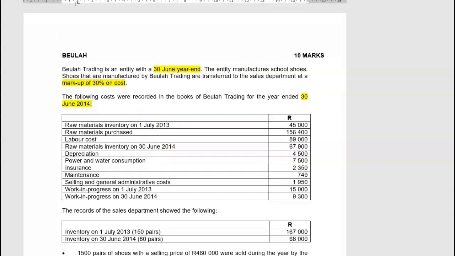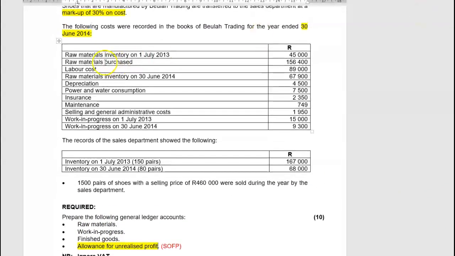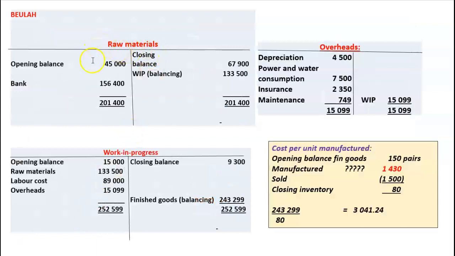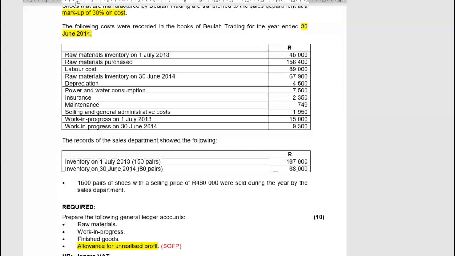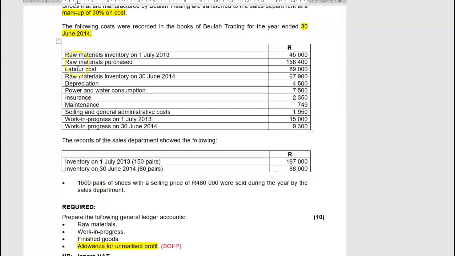Good. Now let's start. First, let's open up all the T accounts: a raw materials account, a work in progress account, a finished goods account, and an allowance for unrealized profit account. Raw materials inventory on 1 July 2013, opening balance 45,000 Rand. So in my raw materials account, there's my opening balance, 45,000 Rand. Then we have purchased raw materials of 156,400, bank or creditors, depending on where we have paid it. That has increased our raw materials account for the year.